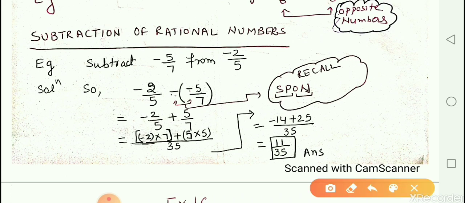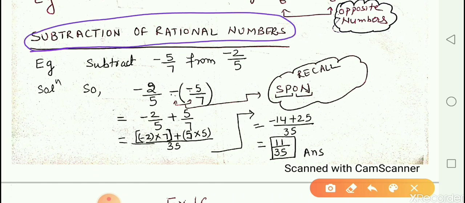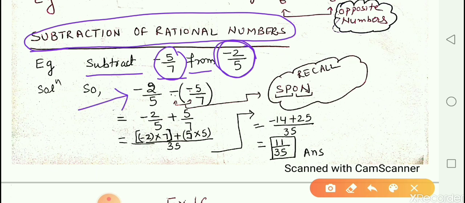Now our next topic is subtraction of rational numbers. Let us understand this with the help of an example. Subtract negative 5 upon 7 from negative 2 upon 5. So this number is subtracted from this number. So our statement will become negative 2 upon 5 minus, because there is a negative already there, we will make a bracket here and write negative 5 upon 7.